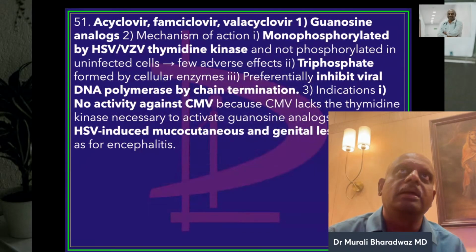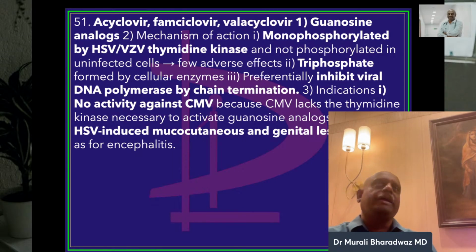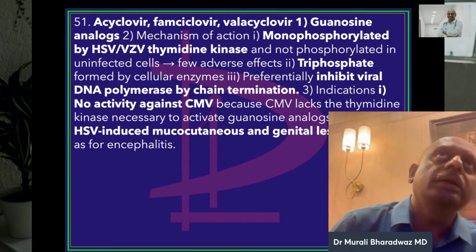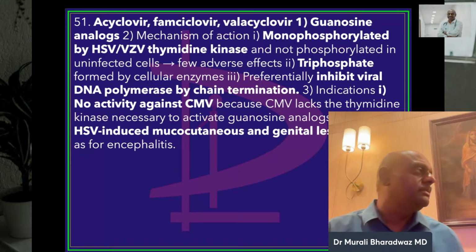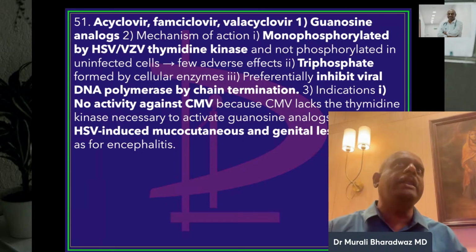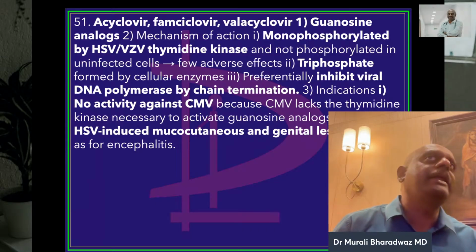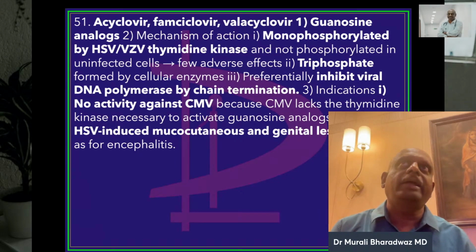Now, acyclovir, famciclovir, valciclovir. Favorite questions of the examiner. They're all the guanosine analogs. That means they look like guanosine. They prevent the incorporation of the guanosine, and that's how they inhibit the viral DNA polymerase and terminate the chain. Right?